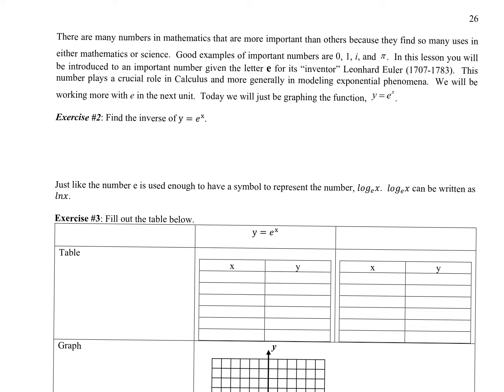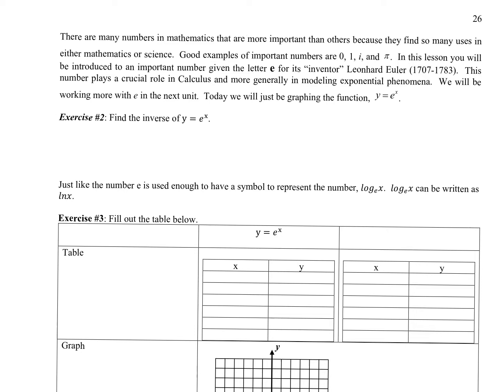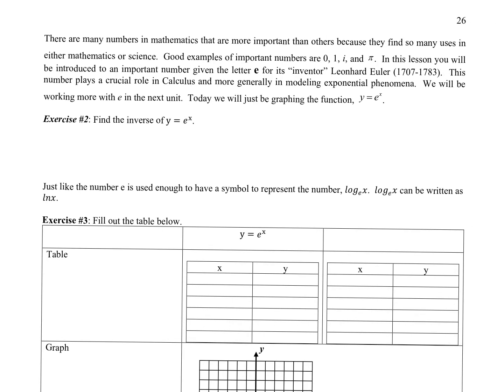So now that we're talking about exponential functions, we are going to bring up another number that we haven't talked about before. It says, there are many numbers in mathematics that are more important than others because they find so many uses in either mathematics or science. Good examples of important numbers are 0, 1, i, and pi. In this lesson, you will be introduced to an important number given the letter e for its inventor, Leonhard Euler.